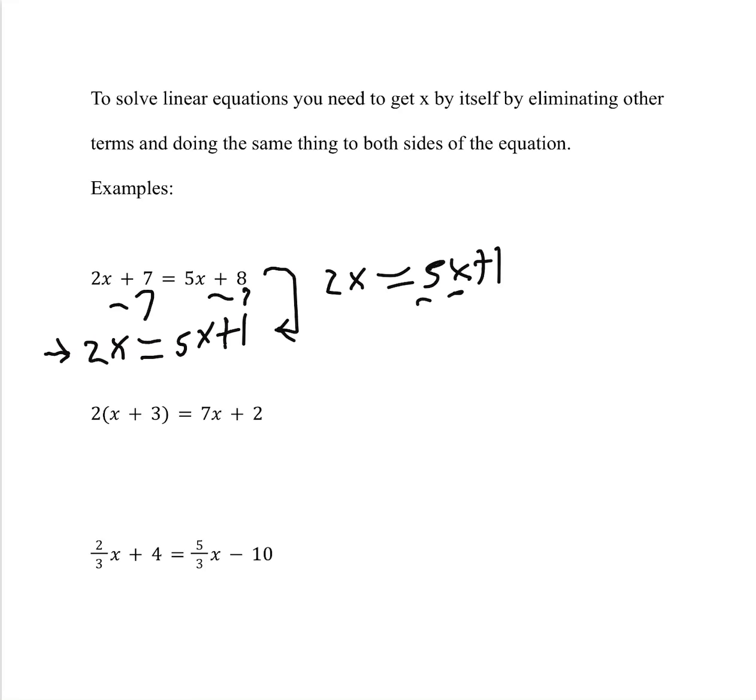So, I'm going to subtract 5x on both sides. It doesn't matter what you're subtracting on both sides, as long as you do it to both sides of the equation. I could subtract a million, I could subtract a variable, I could subtract 1. It doesn't matter as long as I'm doing it to both sides. So negative 3x equals 1.